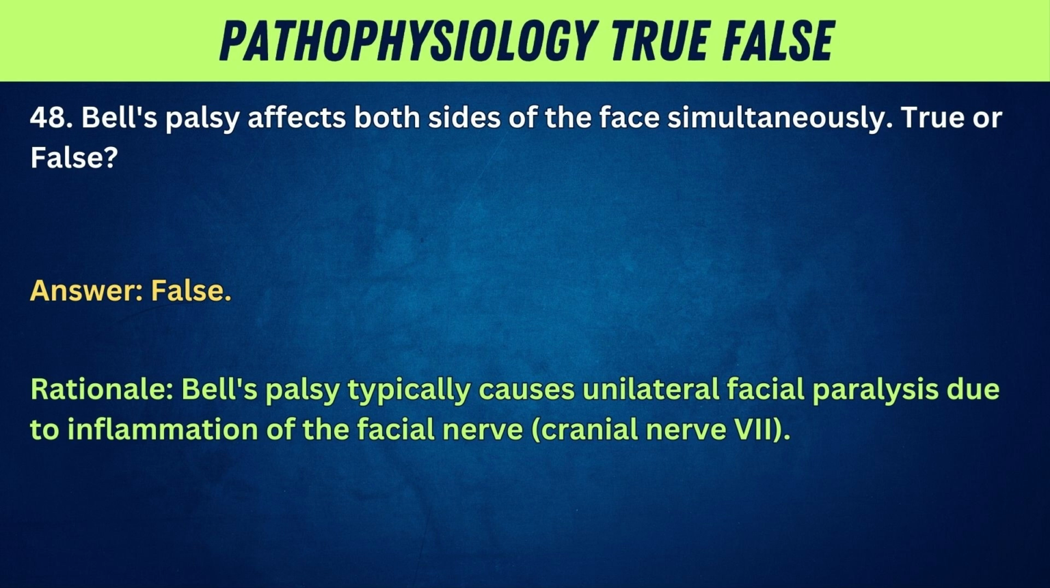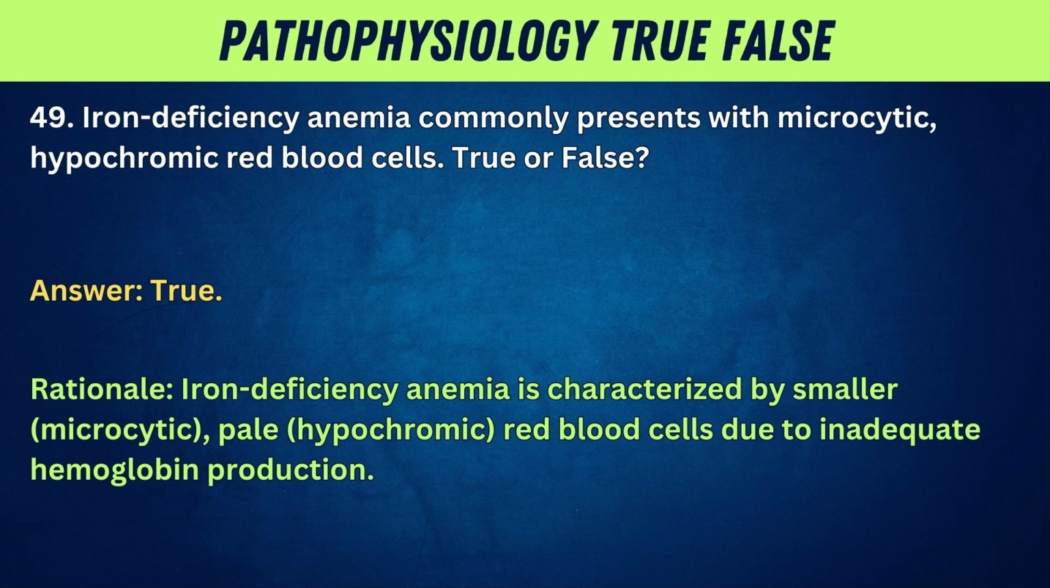True or false? Answer: false. Rationale: Bell's palsy typically causes unilateral facial paralysis due to inflammation of the facial nerve, cranial nerve 7. 49. Iron deficiency anemia commonly presents with microcytic, hypochromic red blood cells. True or false? Answer: true. Rationale: iron deficiency anemia is characterized by smaller, microcytic, pale, hypochromic red blood cells due to inadequate hemoglobin production.